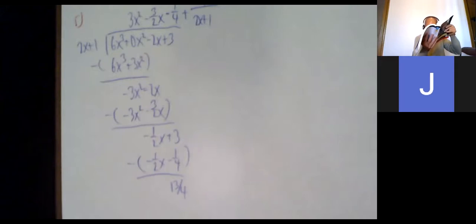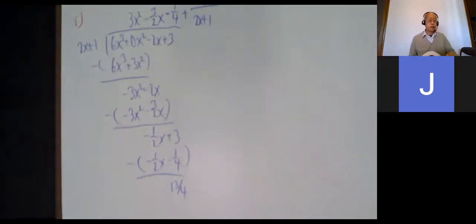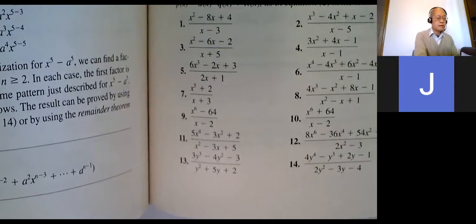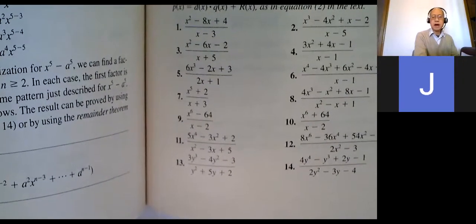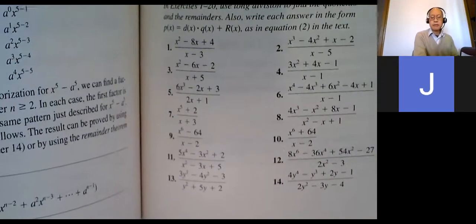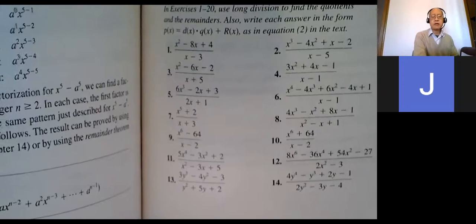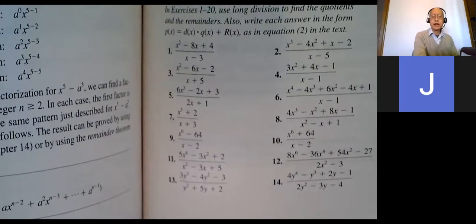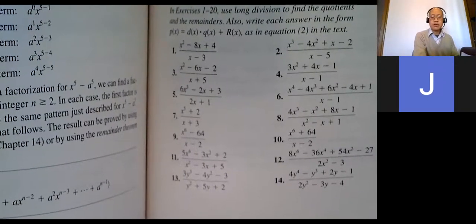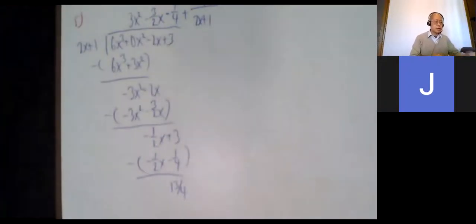All right, so that's that one. Let me show you a more extreme case where stuff is missing. Number 9. x to the 6 minus 64. Once you have x to the 6, you have to have x to the 5th, 4th, 3rd, squared, and x. And if they're not there, count them as a coefficient of 0. So even though it says x to the 6 minus 64, I must go like this.